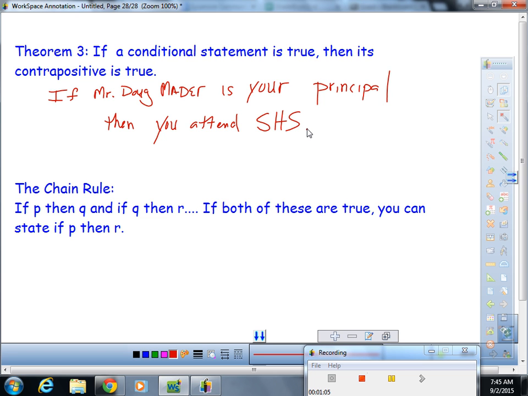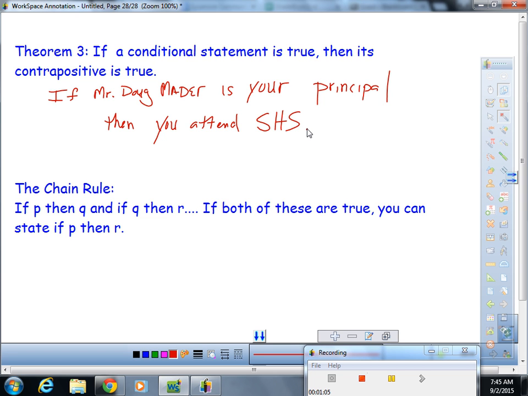Sam? Is that the contrapositive? Okay? If you do not attend Sycamore High School, then Mr. Dugmater is not your principal. That is correct. The contrapositive would be, if you do not attend Sycamore High School, then Mr. Dugmater is not your principal. Notice, since the first statement was true, the second statement will also be true.